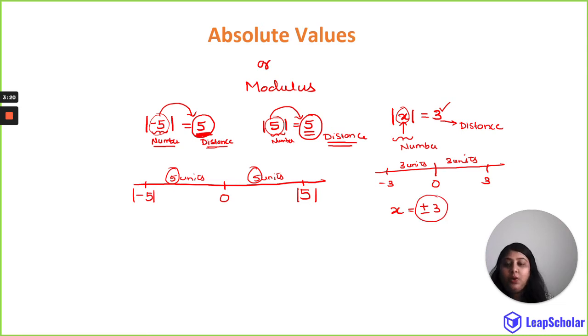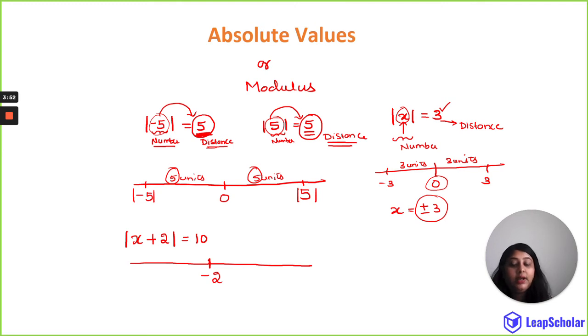Now coming to one more question. Let's say mod of x plus 2 is equal to 10. How are we going to solve this? If you want to use the number line method, in the last question only x was there, so we took 0 as the reference. But here, along with x, you have plus 2 also. If it is plus 2, you should take minus 2 as the reference. If there was minus 2, you would have taken plus 2 as the reference. Now it is plus 2, so the reference is minus 2.